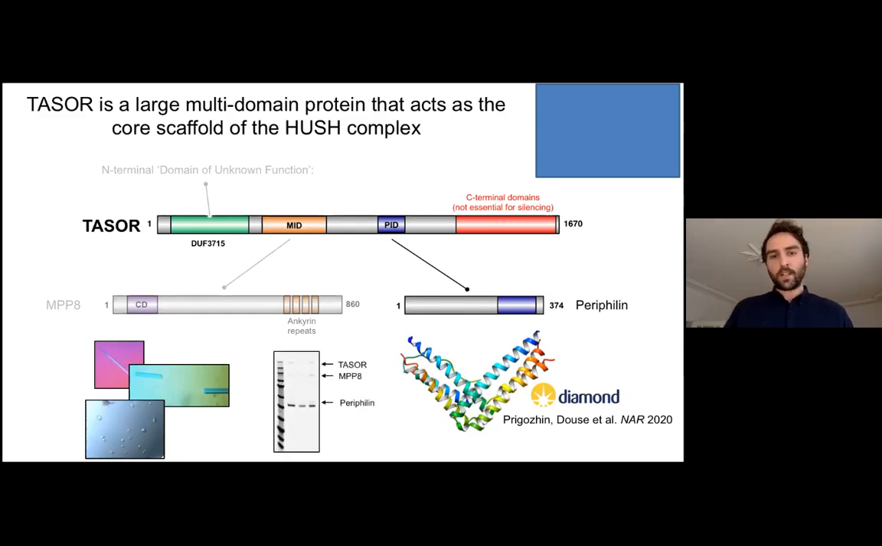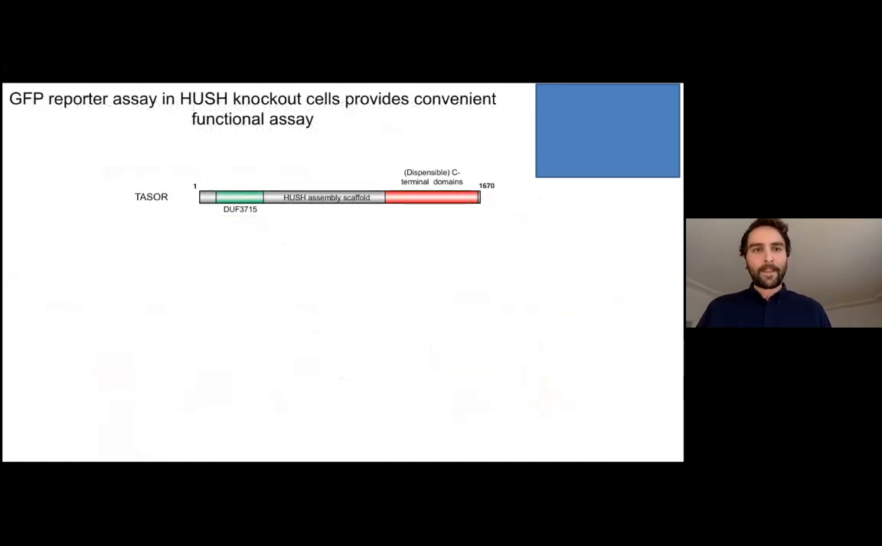And of course, we can try to reconstitute the HUSH complex in various expression systems, and we've managed to do that. And of course, this will be an excellent target for cryo-EM structure determination. So I want to introduce an important assay, which we'll come back to in the course of these results. And that's to use that GFP reporter that I described at the start in the forward genetic screen to give a convenient readout of whether HUSH is functional or not.